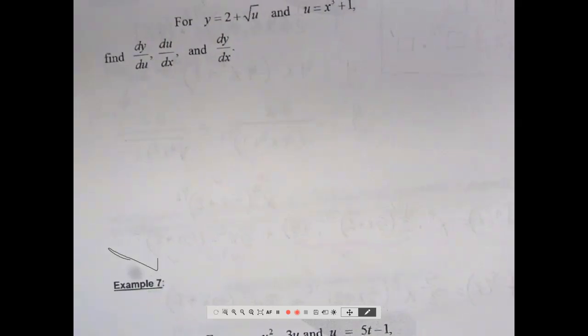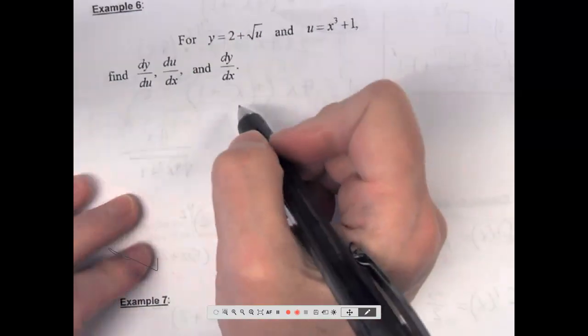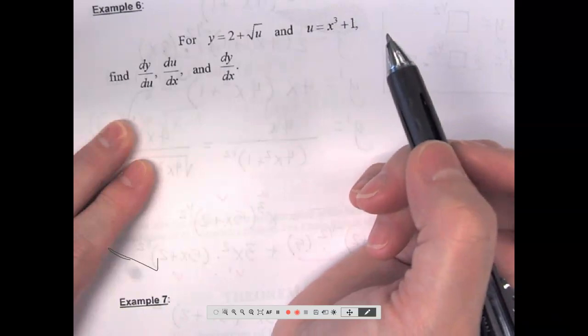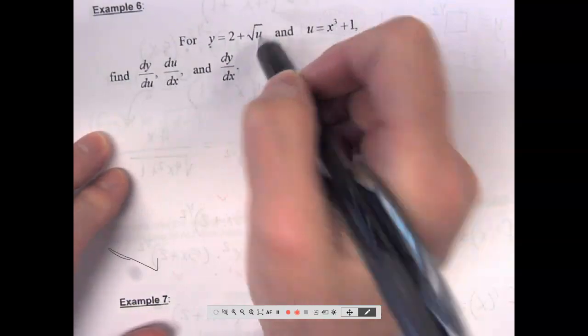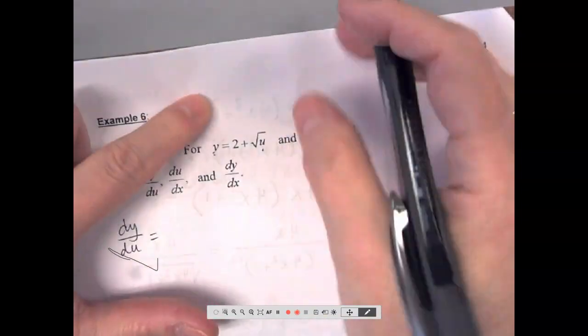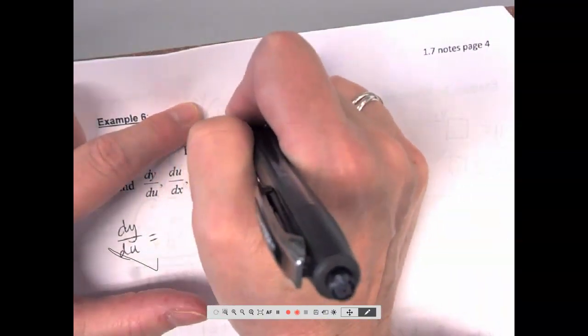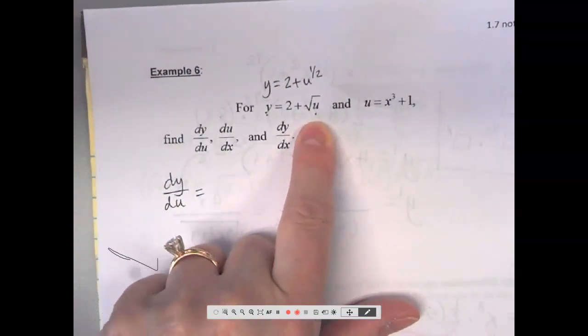Okay, so this one's written a little bit differently. y equals 2 plus square root of u, but then u equals x cubed plus 1. Alright, we'll follow the directions, and then I'll show you how else we can do this one. Find dy du. Okay, that means go to function y and take the derivative with respect to u. Okay, so dy du. First of all, I'm going to think about this as y equals 2 plus u to the 1/2.